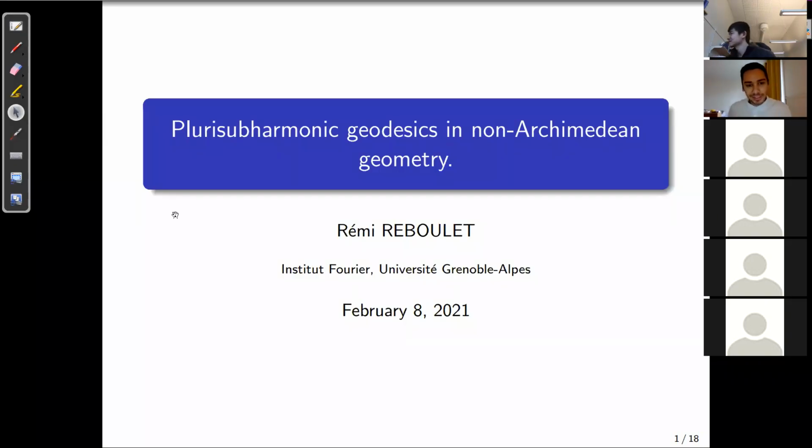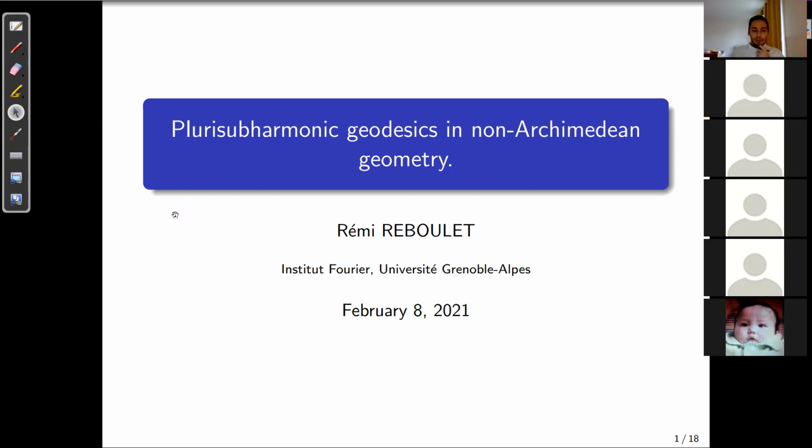It was very nice. So, as we said, we're going to talk about plurisubharmonic geodesics in non-Archimedean geometry. If you do not know much about non-Archimedean geometry, do not worry. I'll spend a lot of time trying to explain what it is and to draw some parallels with complex geometry.